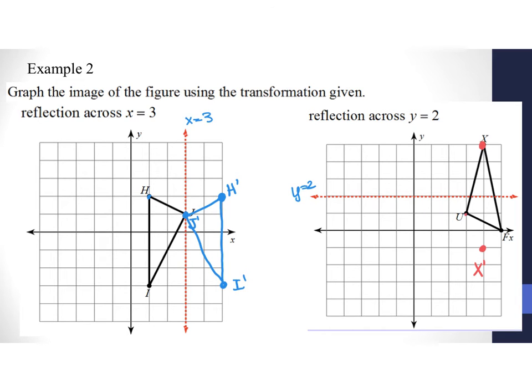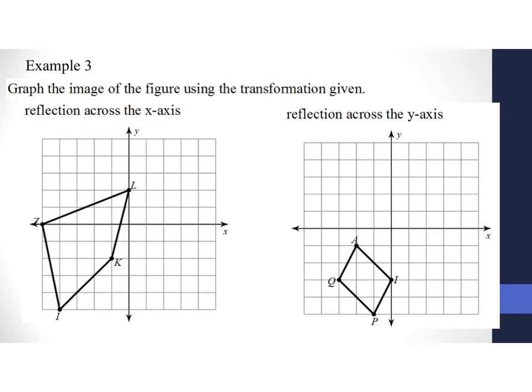Next I'm going to go to u. U is 1 unit below the line, which now means that u prime is 1 unit above, and f is 2 units below, which means that it also has to be 2 units above. So now I'm just going to connect my prime points in the correct order, and I end up with something that looks like this. For example 3, we want to graph the reflection across the x-axis.